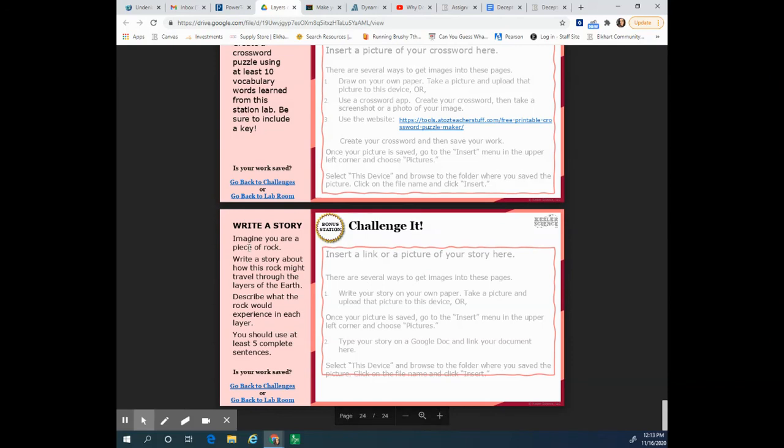You're going to write a story. You're going to imagine that you're a piece of rock. Write a story about how this rock might have traveled through the layers of Earth and describe what the rock would experience in each layer. You should use at least 5 complete sentences, okay? You can write it in here. You can open a Google Doc, and you can screenshot it and put it in here, but as long as it makes it into this box.